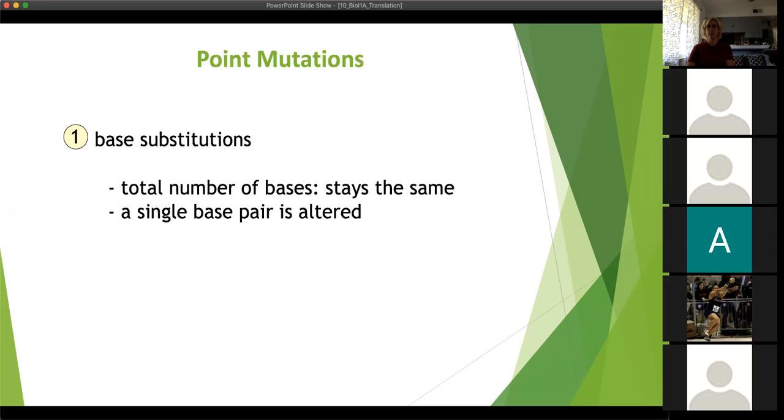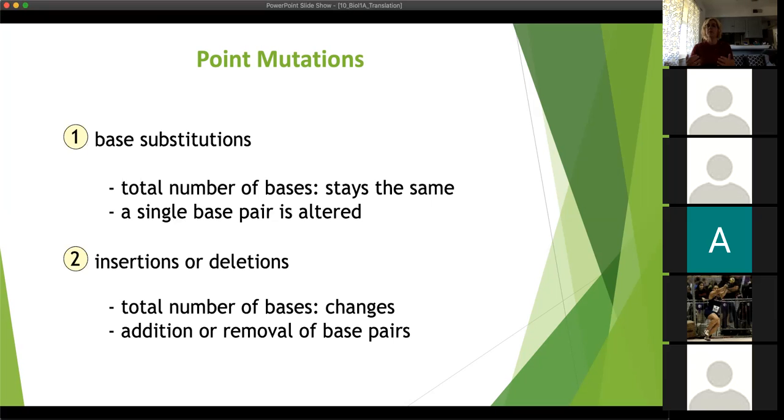Okay, so when we have point mutations, we can also classify them by the exact type of small change to the DNA. Most commonly, we would see what we call base substitutions. So the total number of bases stays the same, and only a single base pair is altered. So this would be, I changed a G to an A, C to a T, whatever. And so we changed a single nucleotide and swapped it out for a different one.